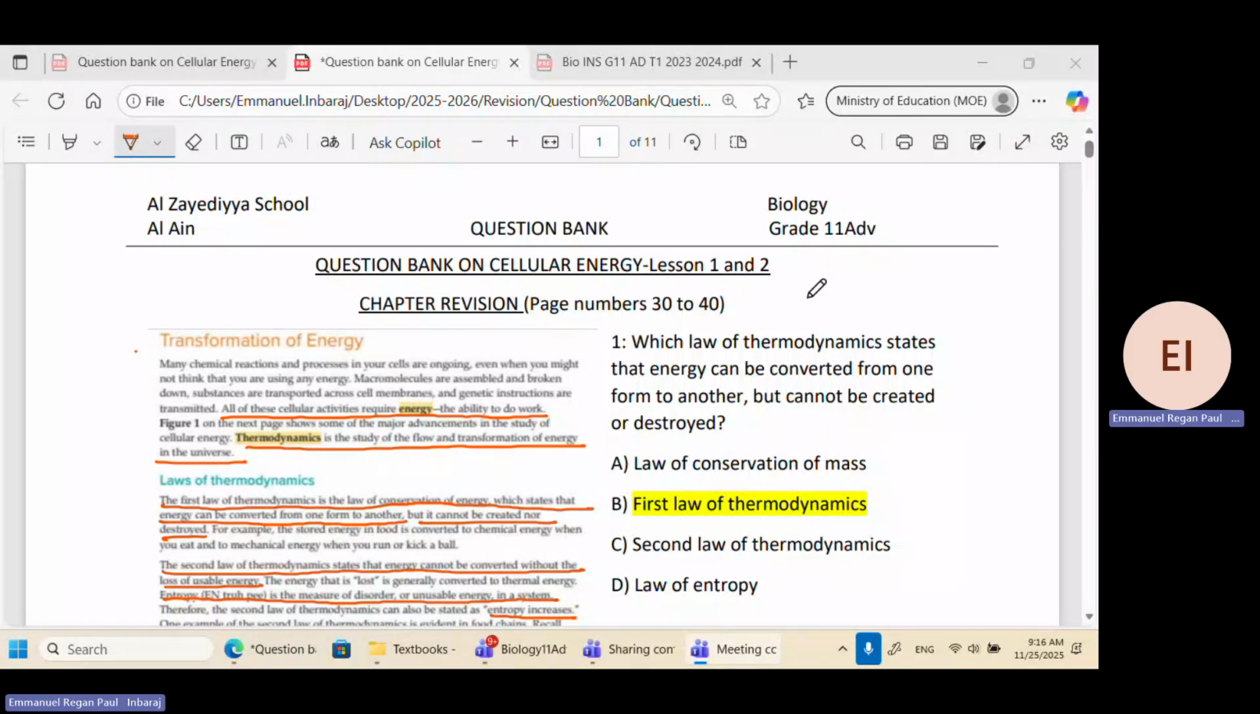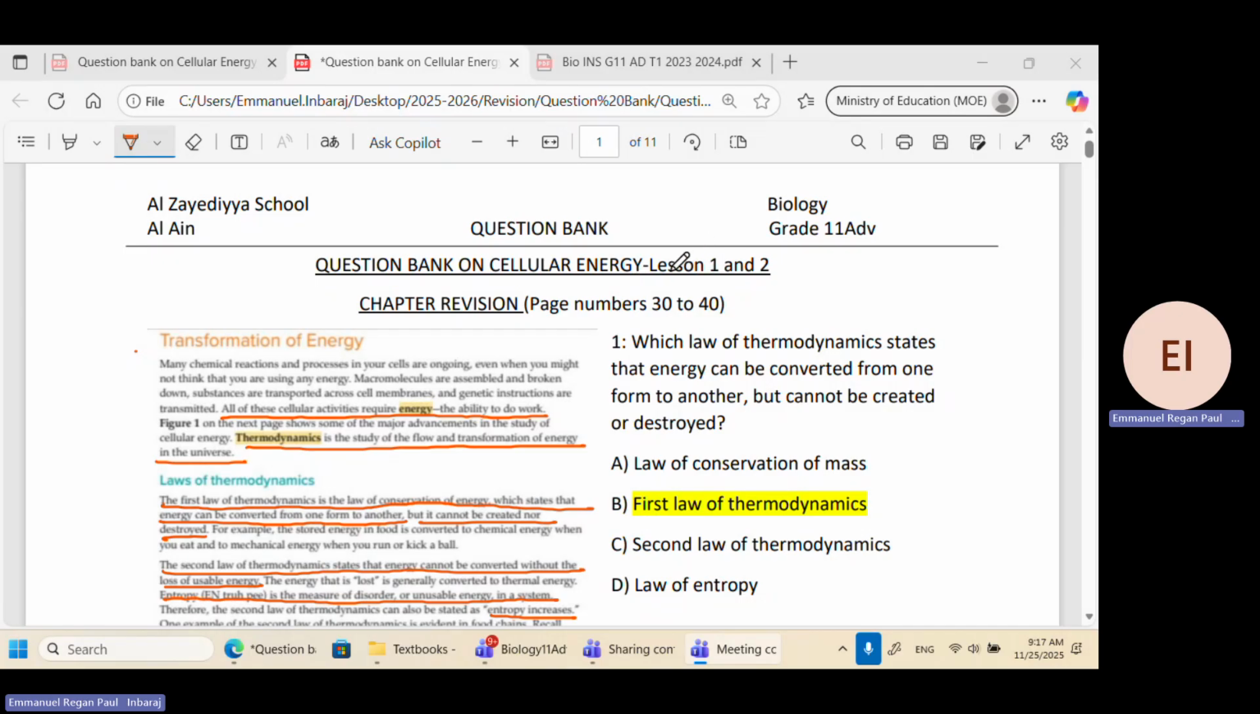Today's revision on Chapter 1, Lesson number 1. Boys, just listen, you have one chapter for the final exam, Term 1, and that chapter is Cellular Energy. So, what we are going to do today is revise Lesson number 1.